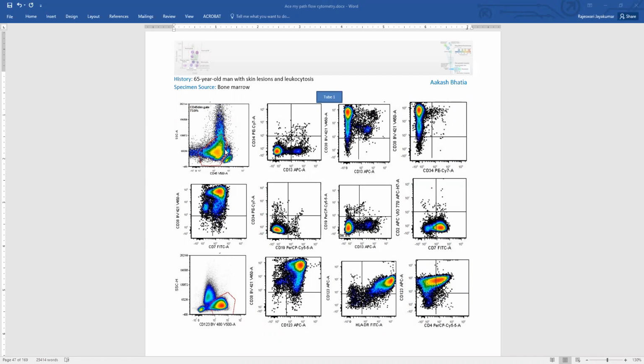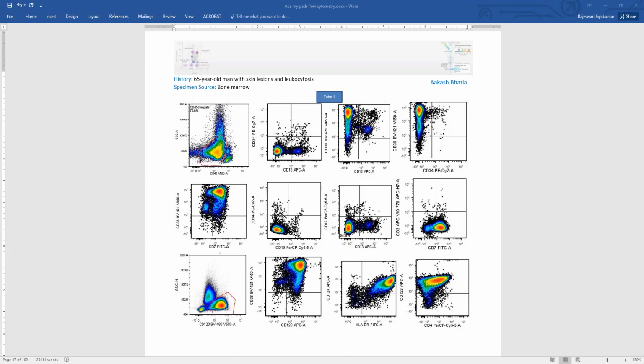And there are some cells in the monocyte gate, which has CD45 bright expression and slightly higher side scatter than the lymphocytes. And here we have a large number of cells in the blast gate, which is defined as a gate with dim CD45 expression and low side scatter. However, here we do have a slightly higher side scatter than we normally see in blasts. And there are few granulocytes in the specimen also.